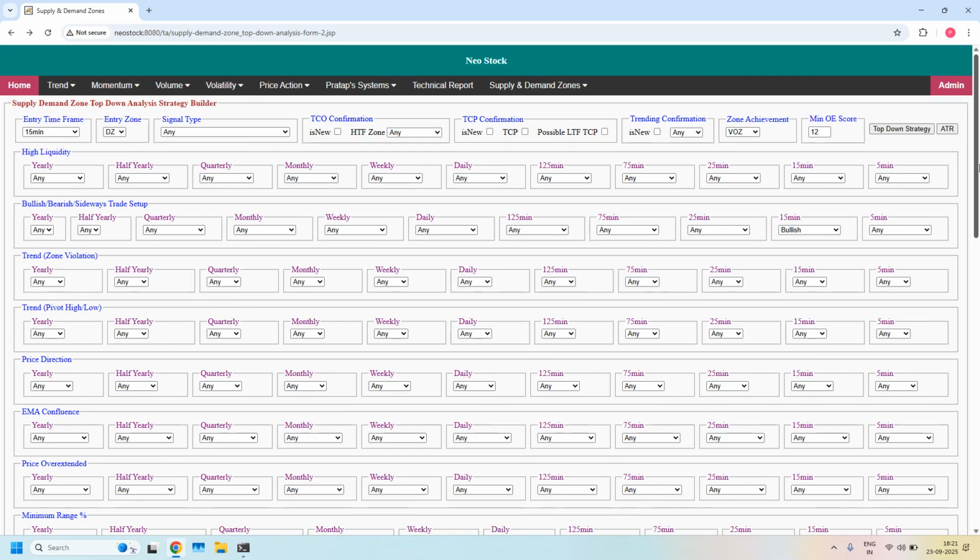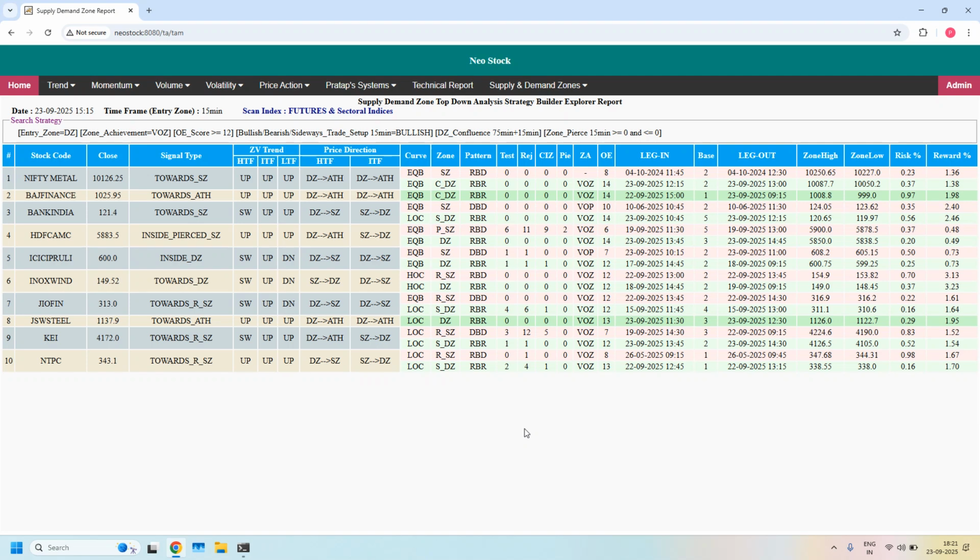By enabling the filter and applying on the 14 stocks, we got 10 stocks. So in all the 10 stocks, these 15 minutes demand zones are overlapped with 75 minutes demand zone. Now the 15 minutes demand zone is part of the 75 minutes demand zone.